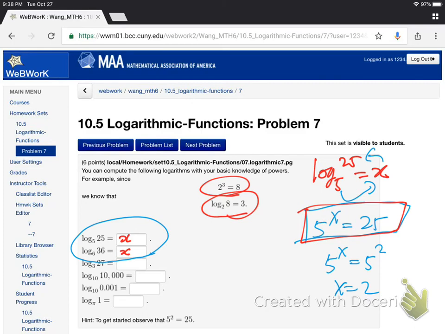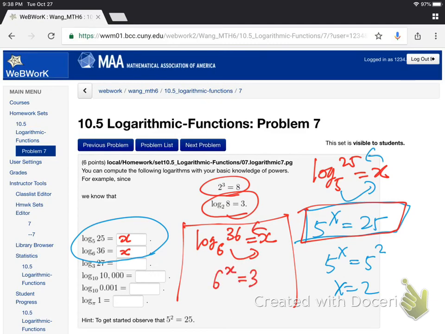You change log to exponential equation and then solve it. The next one, log 6 of 36 is x. So 6 to the x is 36. So 6 to the x is 6 squared, since 36 is 6 squared. So x is 2.